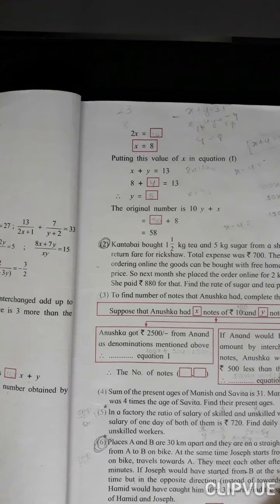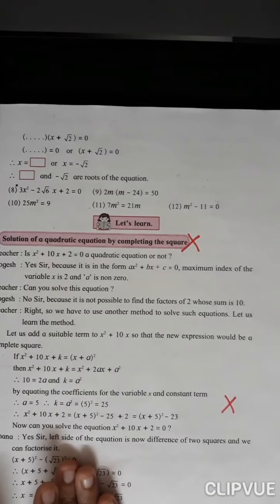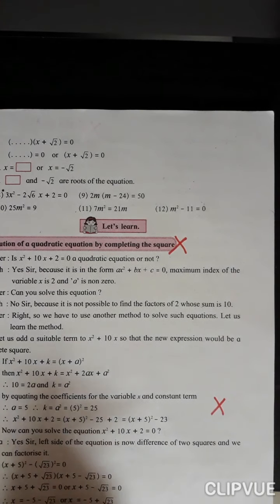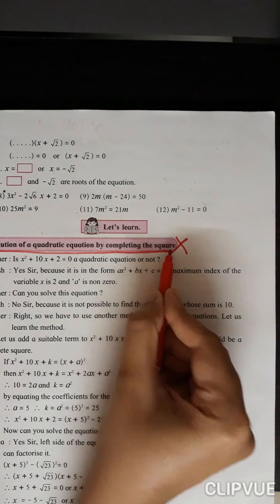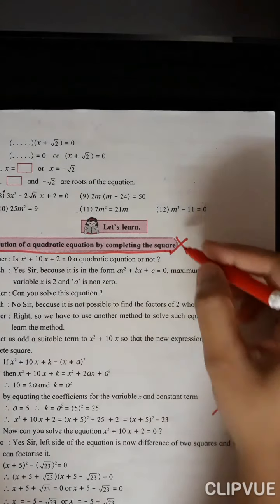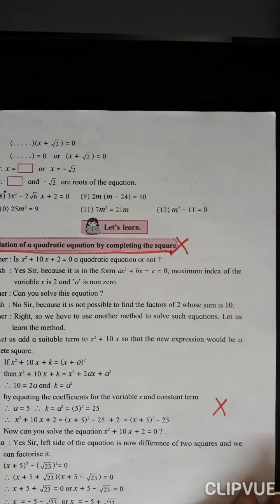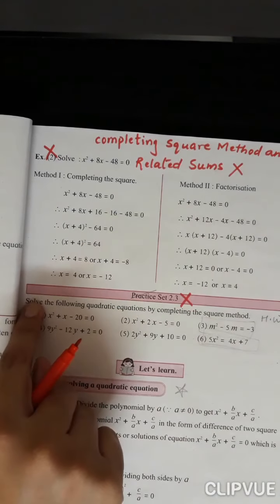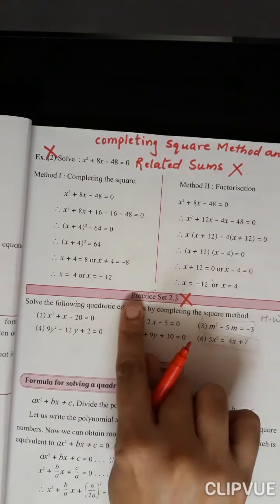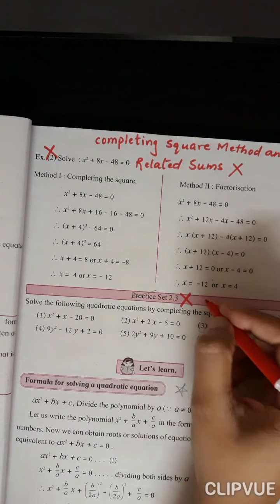Now we will go to lesson number 2, that is quadratic equation. Starting from page number 37, the solution of quadratic equation by completing the square method is completely deleted. So this method itself is removed. This entire part will not come in your portion. Page number 38 is completely deleted. Page number 39, here exercise 2 and practice set 2.3 are completely deleted.